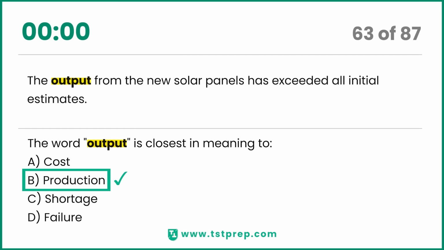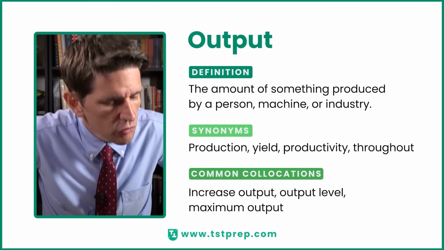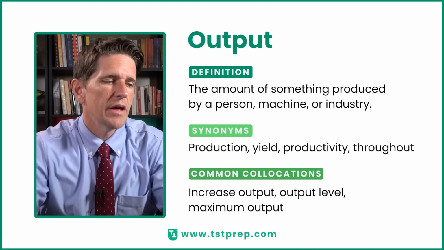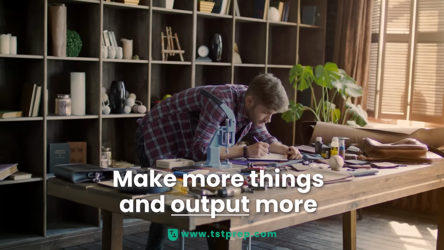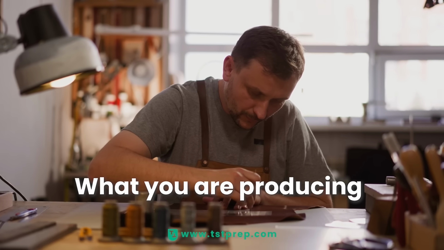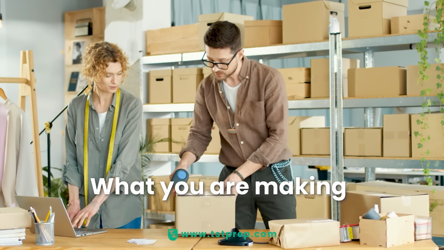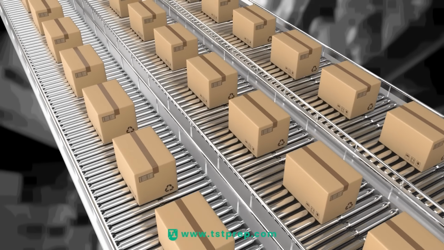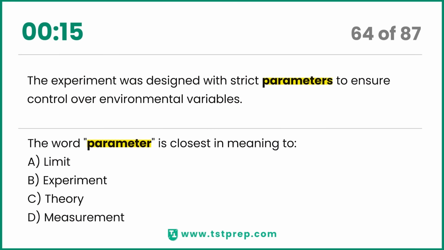All right, output is B, production. And you probably hear about this in manufacturing. Output of something, how much something is made by a factory. The amount of something produced by a person, machine, or industry. Increase output. You want to make more things. You want to output more. It's used in industry a lot because output is what you are producing, what you are making. So it makes sense for it to be so common in manufacturing. So that is output. Next one.